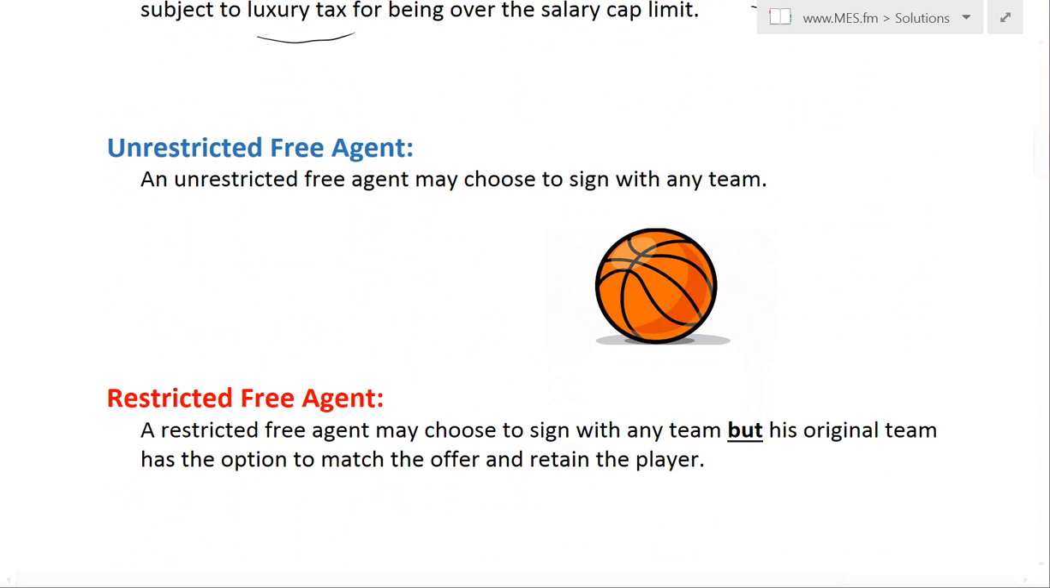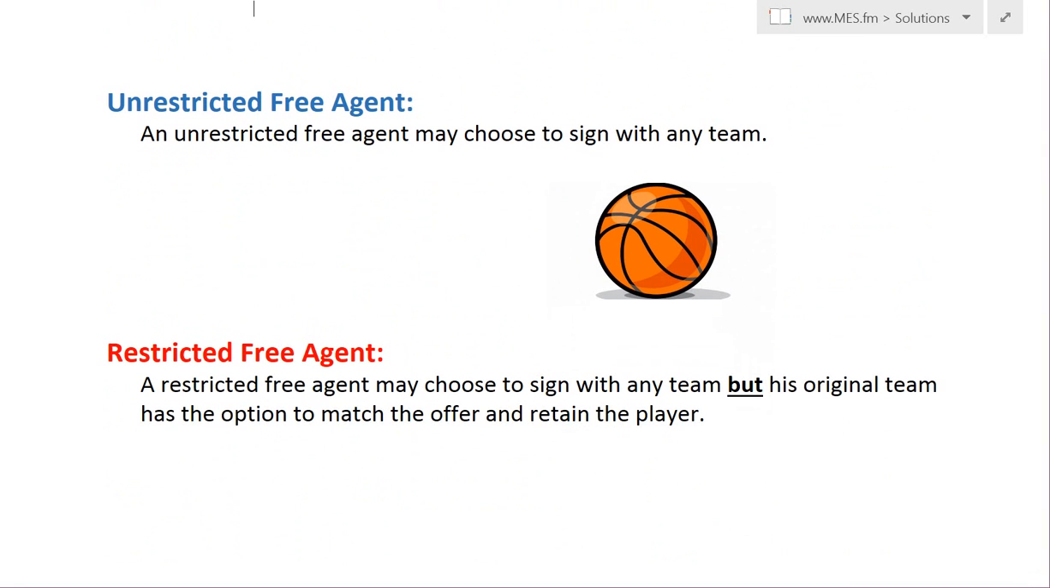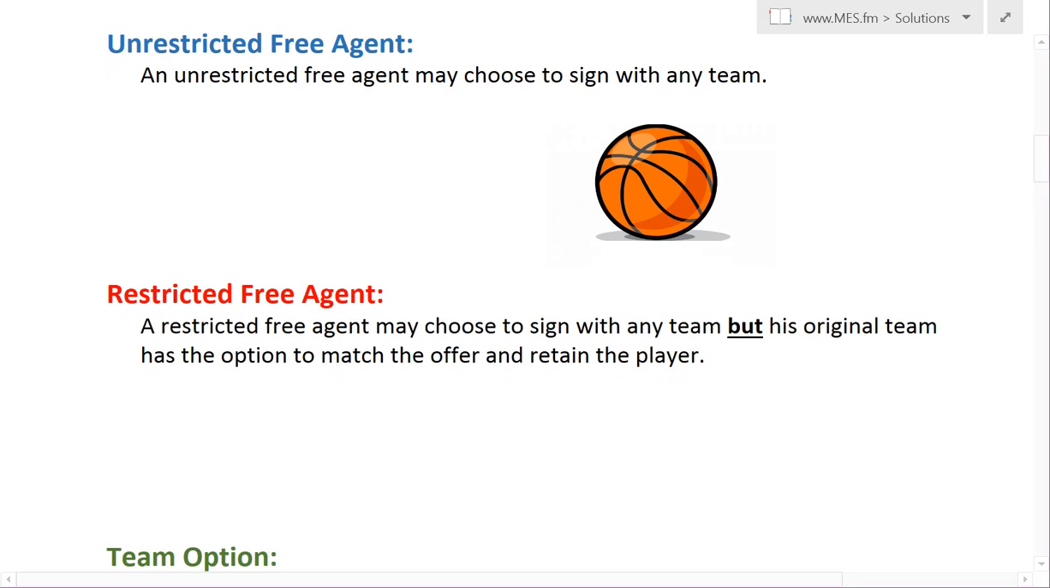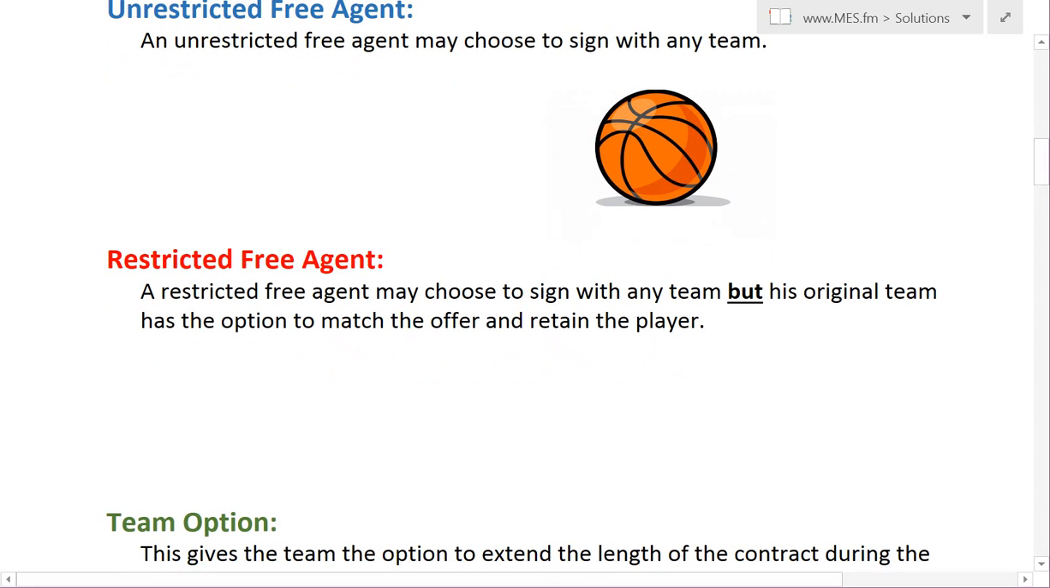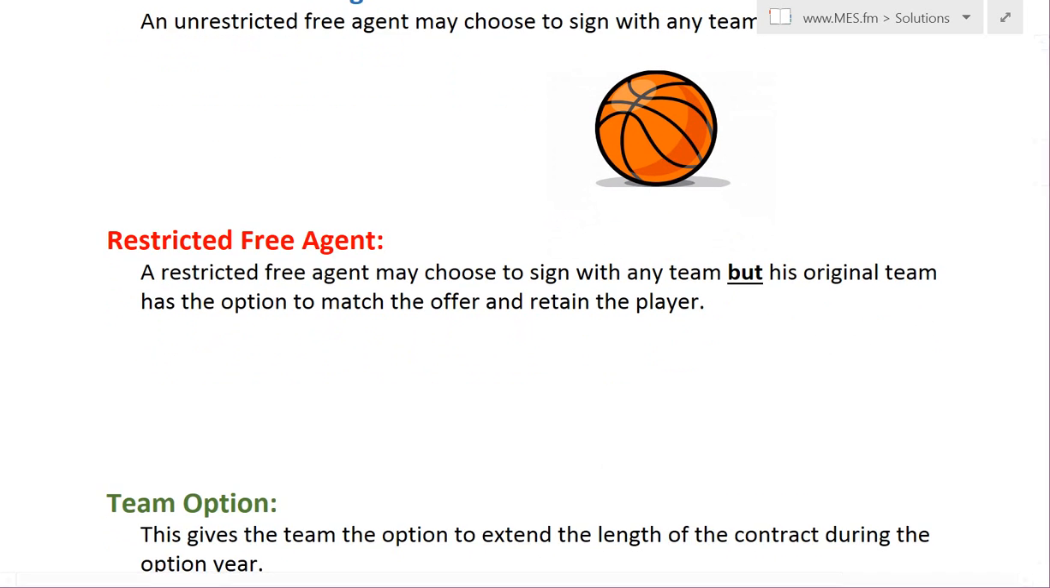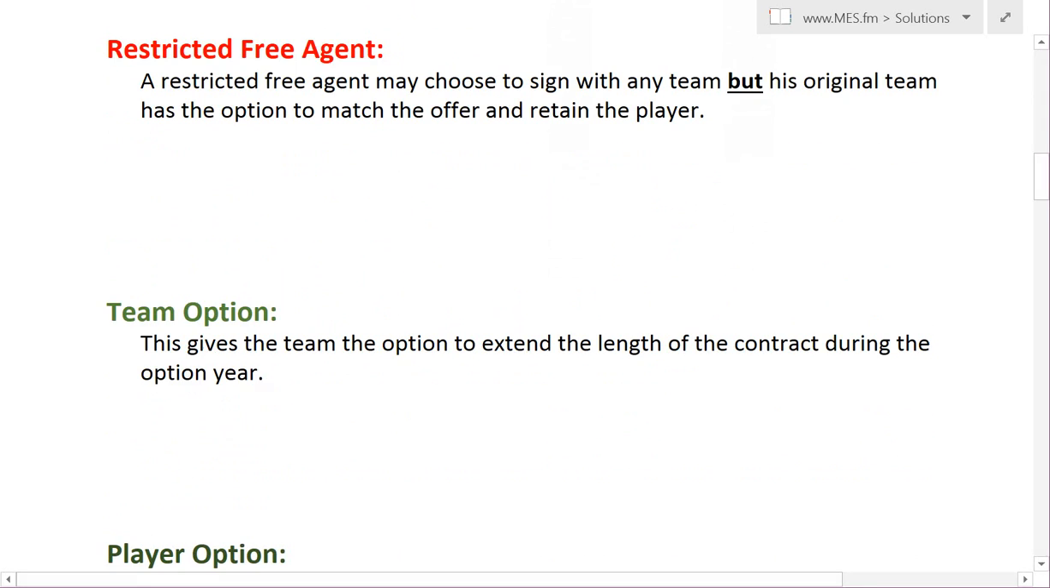So another one is unrestricted compared to restricted free agent. An unrestricted free agent is allowed to choose any team to sign with. It doesn't matter. But a restricted free agent can choose a team, but his original team has the option to match the offer and retain the player. So basically, if a team offers him a certain deal and he signs the contract, his team can pay the exact same amount but retain him. Whereas if he was an unrestricted free agent, he can decide any of the teams.